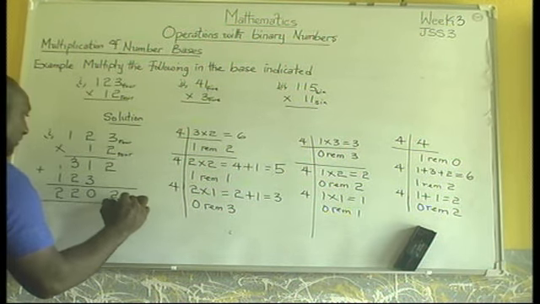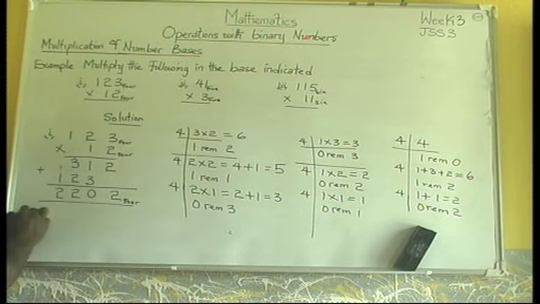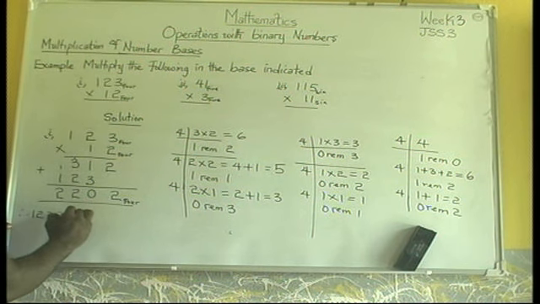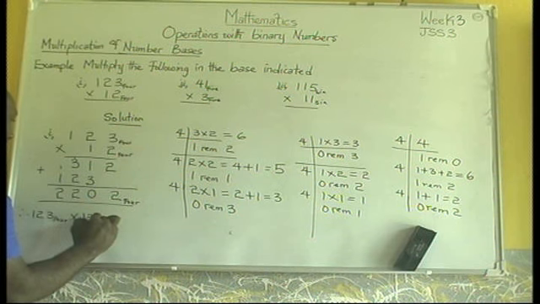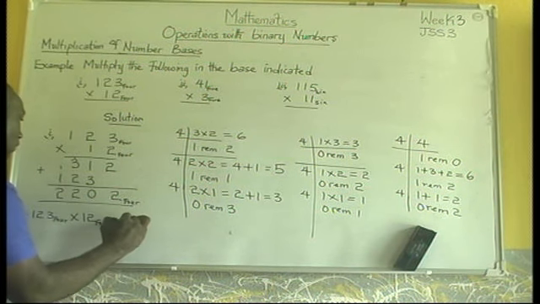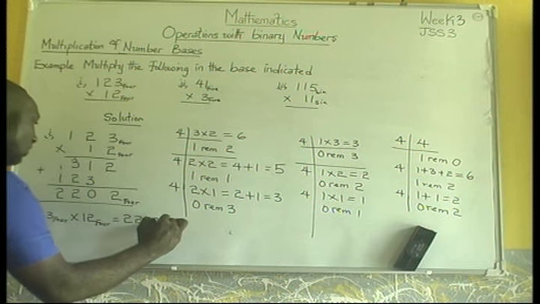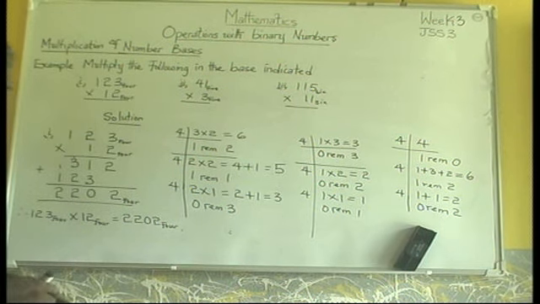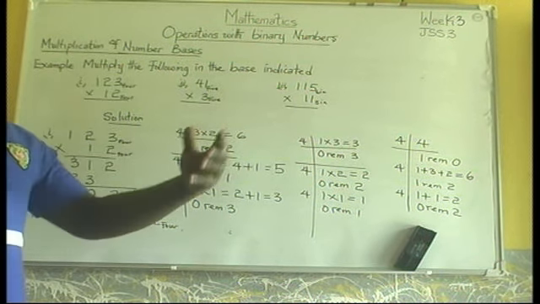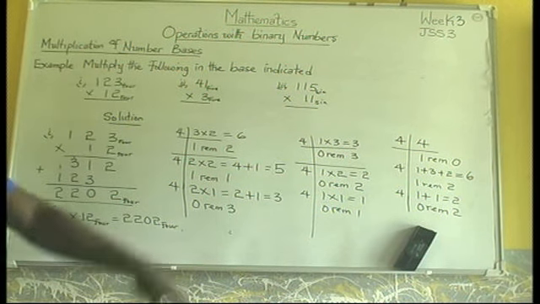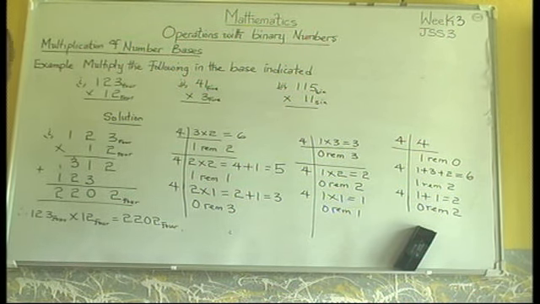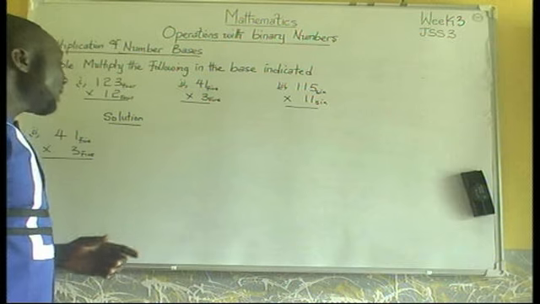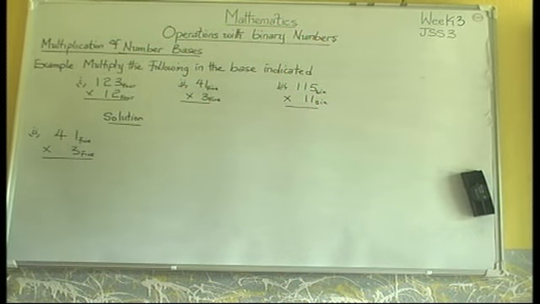So base 4. Therefore, 123 base 4 times 12 base 4 is equal to 2202 base 4. That is the answer for the first one. Let's move to the second one, which is 41 base 5 times 3 base 5. So example 2, let's solve for 41 base 5 times 3 base 5.